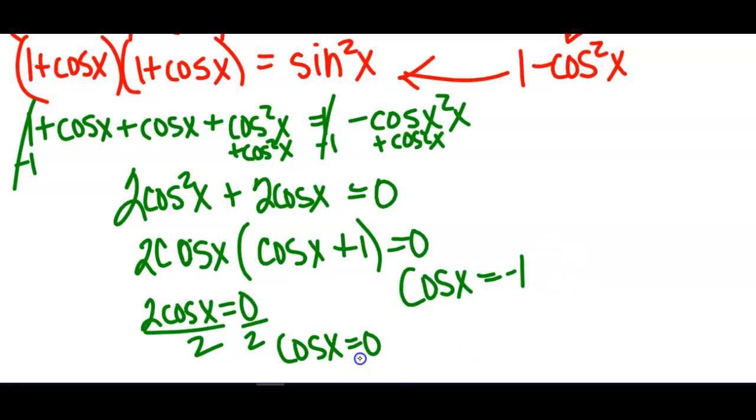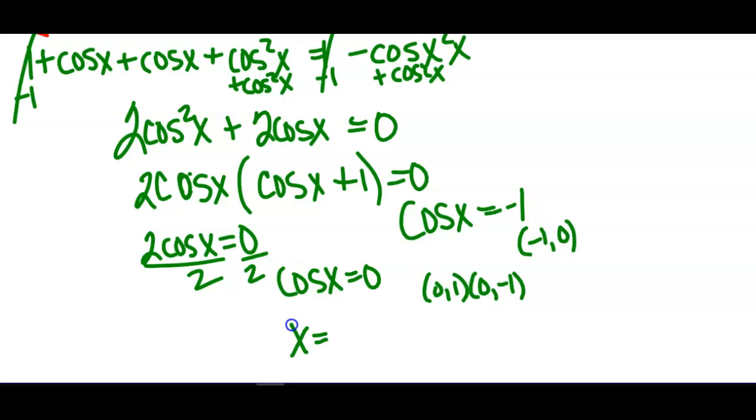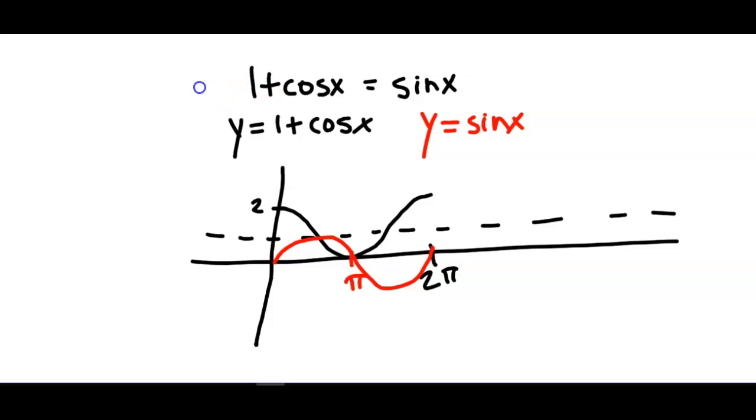So that is true. Cosine is 0 at (0, 1) and (0, -1), and the cosine is -1 at (-1, 0). So those places are at pi over 2, 3 pi over 2, and pi. Let's see if I graphed this one. Actually, I graphed this one by hand. It said, where is 1 plus cosine, which would just be a cosine graph shifted up, equal to the sine, and the red I did the sine of x, and there's 2 solutions.